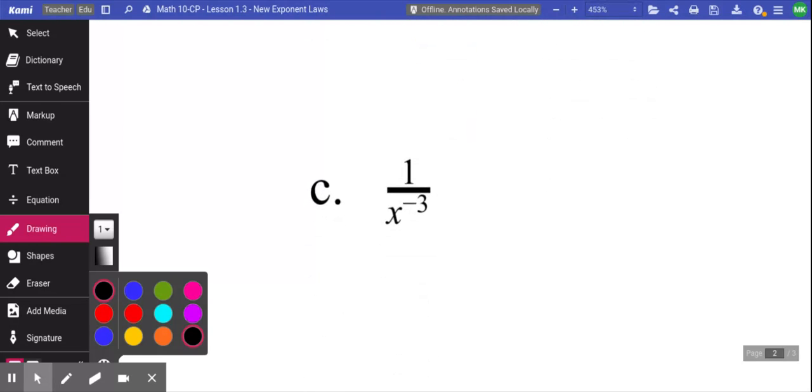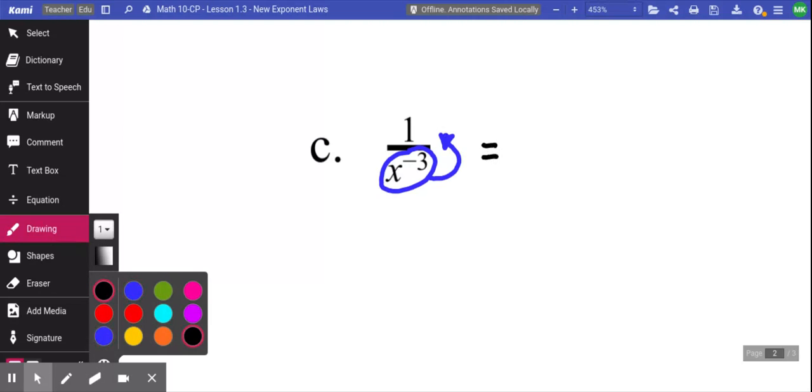Let's try this one. I look at that. I recognize I have a negative power. My negative power is right there. This time, it's on the bottom of a fraction. So we need to move it to the top of the fraction. And by moving it to the other side of the fraction, it will turn it positive. So this becomes x to the power of 3 on top. Is there anything left in the bottom? Nope. So you could put divide by 1 if you want.